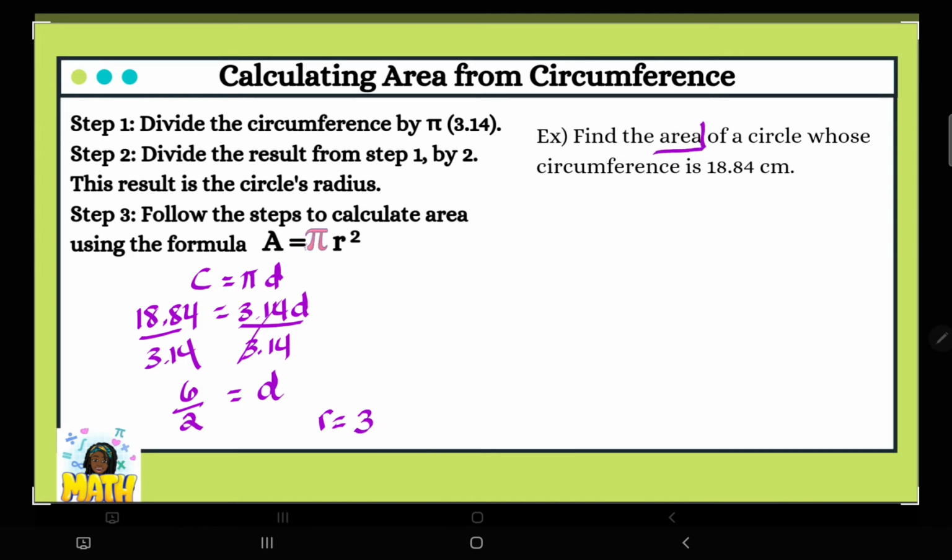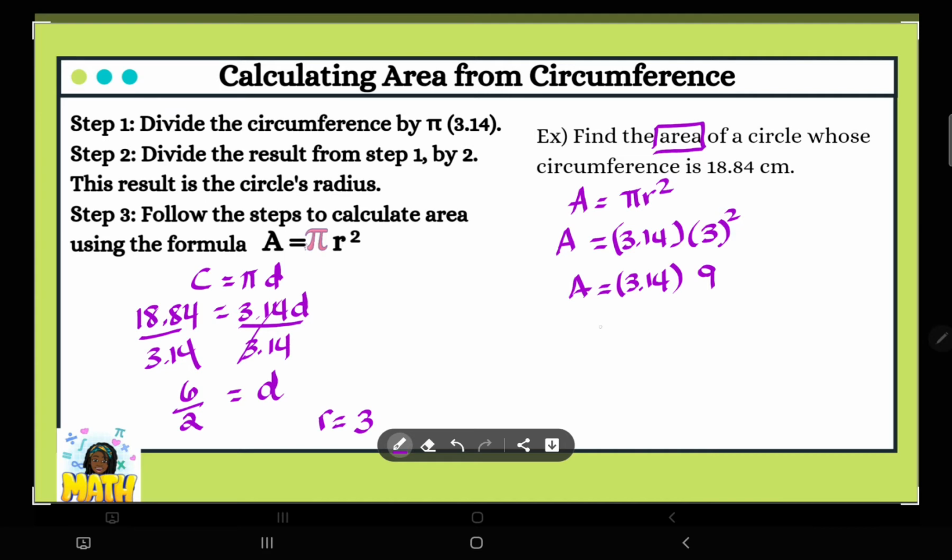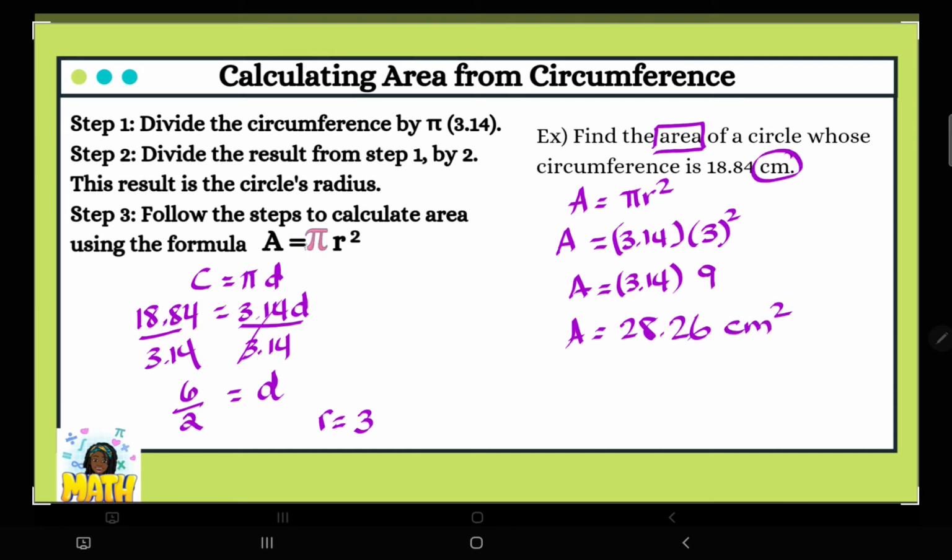Now let's go ahead and find the area. The formula for calculating the area is A equals pi r squared. So we're now going to substitute 3.14 for pi. The r is the number 3, and we're going to square that. So 3 squared is 9, and we're multiplying that by 3.14. And that is equal to 28.26. Don't forget those units. We're working with centimeters, so this will be centimeters squared. So the area of a circle whose circumference is 18.84 centimeters is 28.26 centimeters squared.